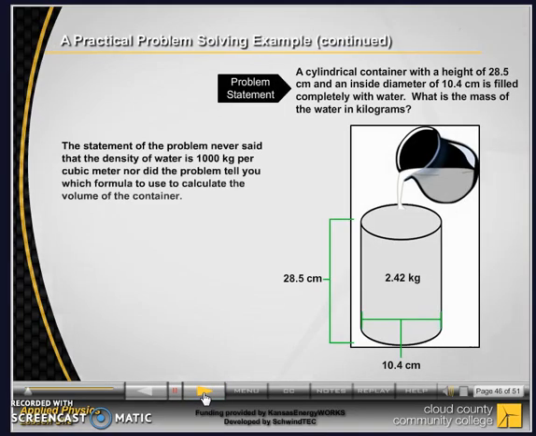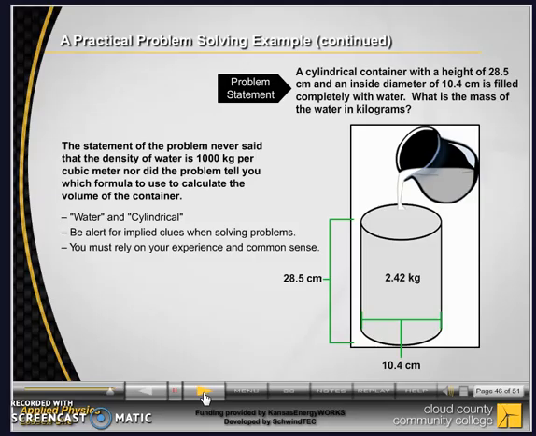Notice that the statement of the problem never said that the density of water is 1,000 kilograms per cubic meter, nor did the problem tell you which formula to use to calculate the volume of the container. The words water and cylindrical were clues to these 2 pieces of information. You must be ever alert for implied clues when solving problems. For example, when we begin modeling motion in the vertical direction, problems do not include a statement to the effect of, "Oh yeah, don't forget about gravity." You must rely on your experience and common sense as well.